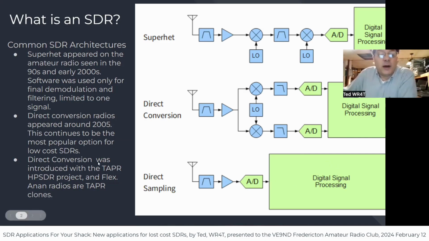So one thing I want to note about these direct sampling: I said direct conversion, I meant to put direct sampling. There's a typo here in my presentation. But the direct sampling receivers really first came into amateur radio through TAPR.